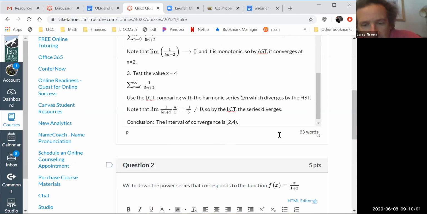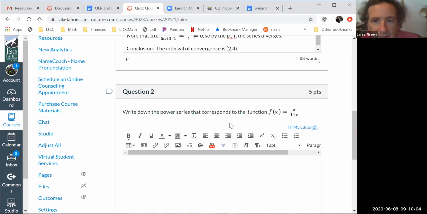Okay, let's go to the second one. Second one should be a bit quicker. So write down the power series that corresponds to this function. The key on this one is, what does it look like? The hint is, it looks like the only thing that we know how to do today, at least. Wednesday will be totally different. Yeah, it's a geometric series. So this is a geometric series, but it needs to be tweaked a bit.